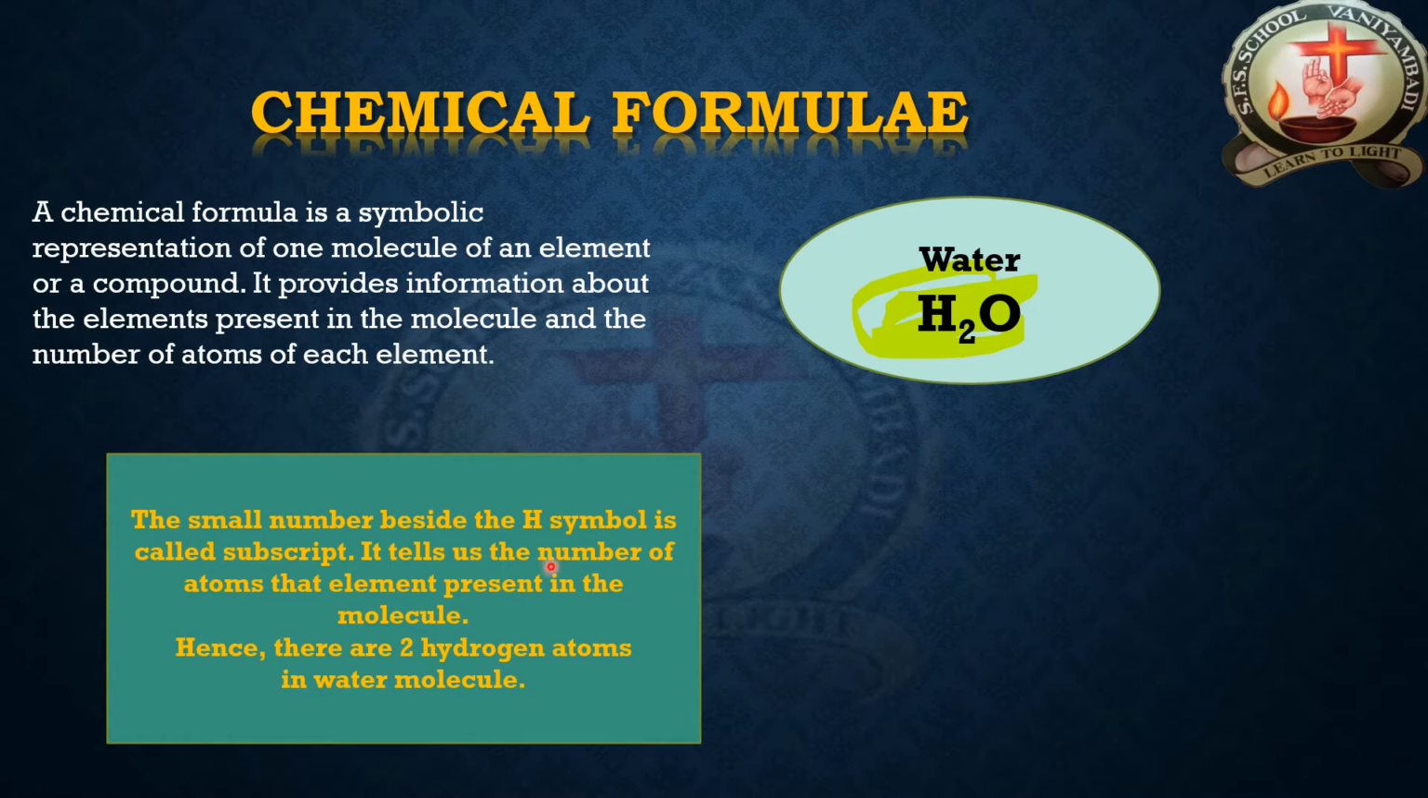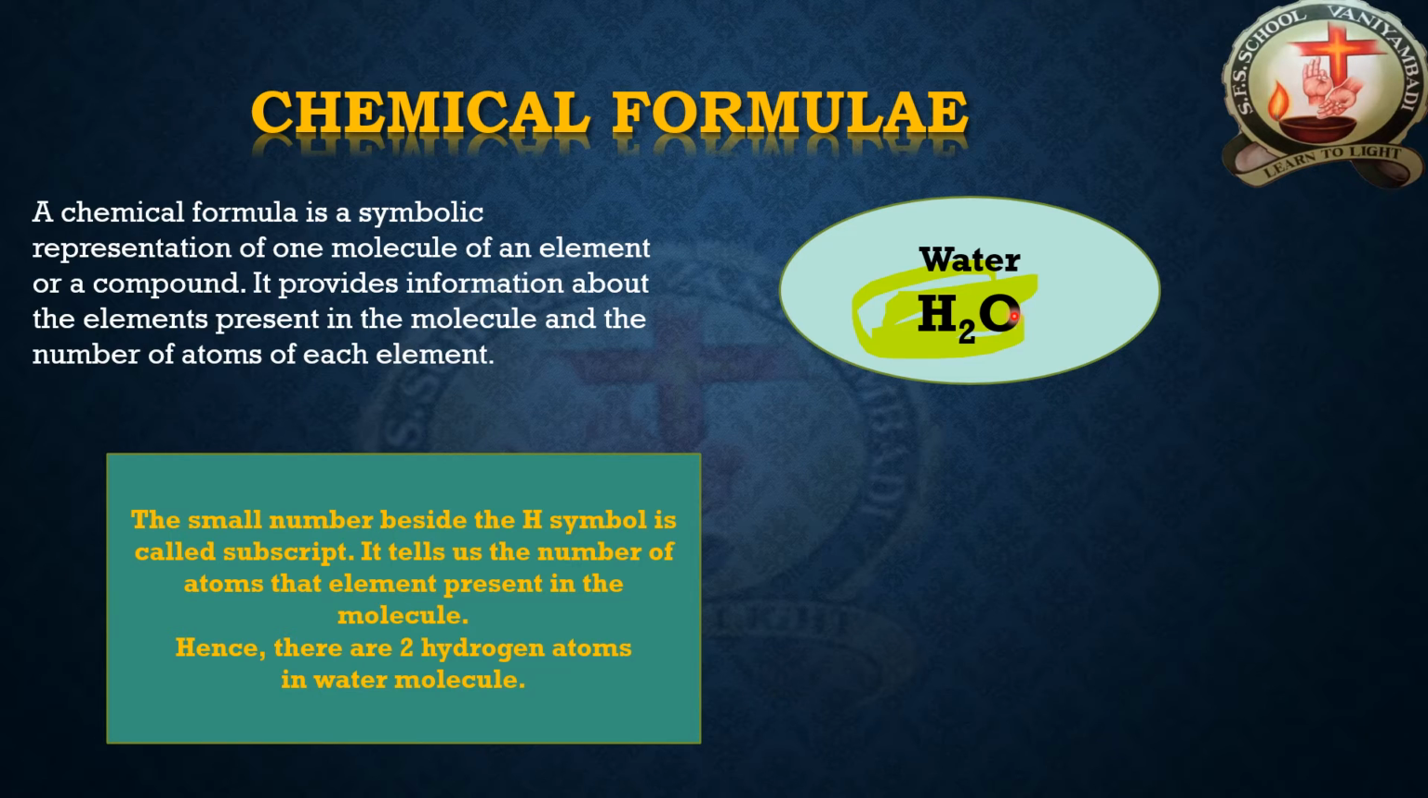It tells the number of atoms of that element present in the molecule. So this subscript indicates how many atoms are present here. Suppose you take this compound, how many hydrogen atoms are present here? Two hydrogen atoms. How do we know? Because nearby the hydrogen, the 2 is present. This subscript is helpful to find out how many atoms are present in your compound.